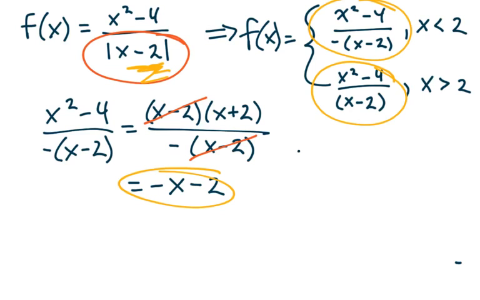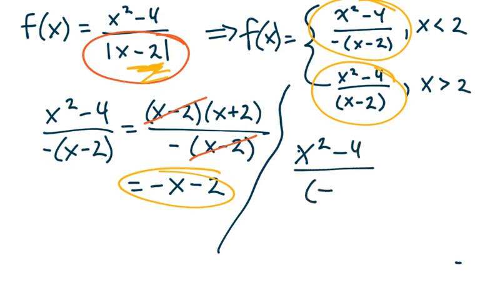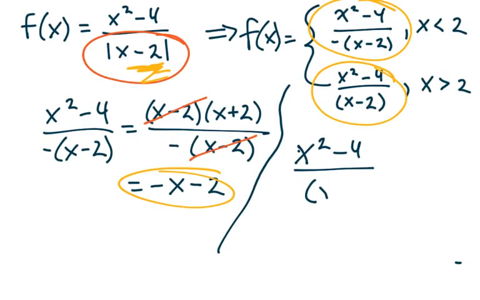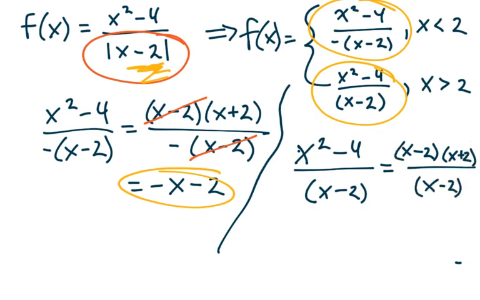Okay, let's try and squeeze in the next one right here. We've got x squared minus 4 over x minus 2. Well, again, that's going to factor into x minus 2 times x plus 2. And yes, once again, those cancel out. Okay, so here we've got x plus 2. Okay, that's our second function.